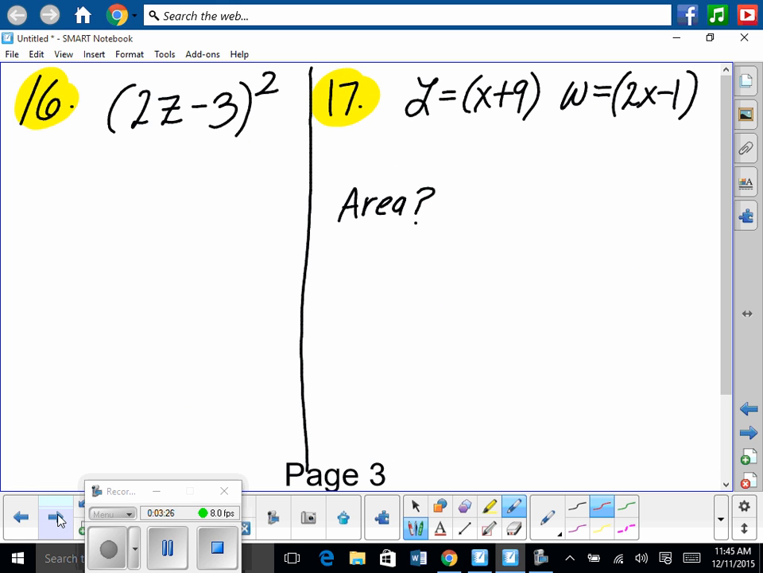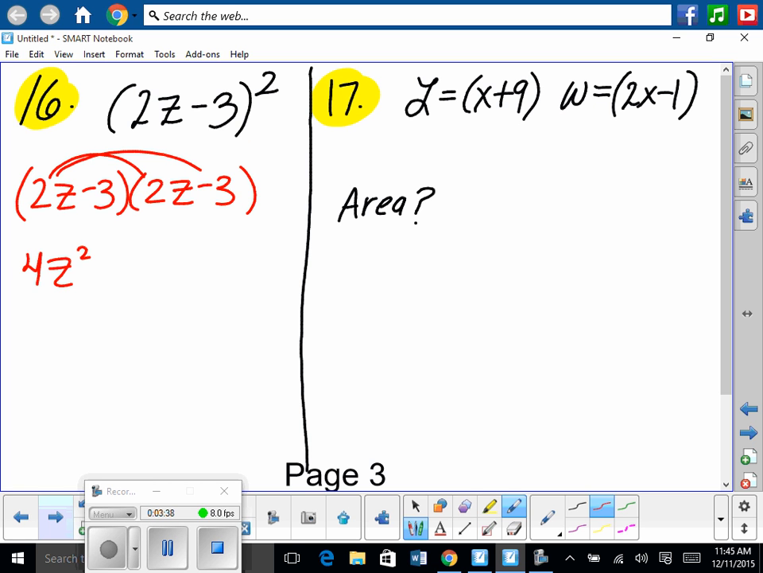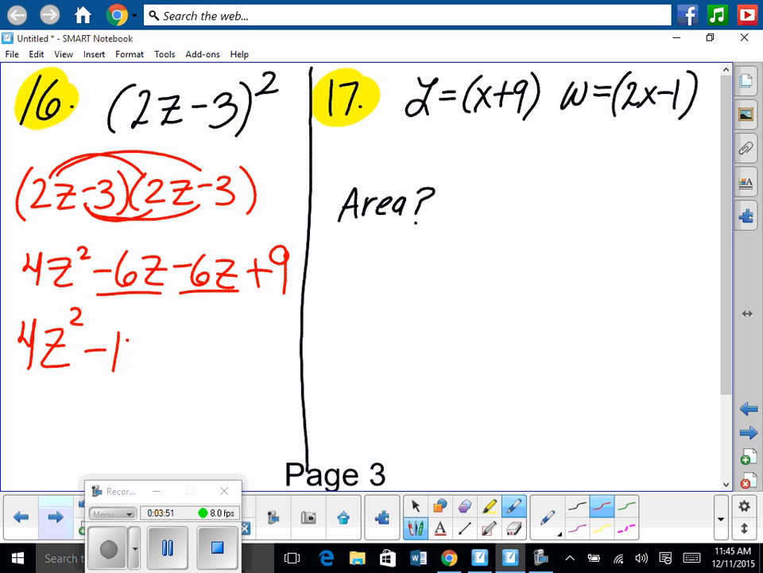All right, careful here. We have to rewrite this one as 2z minus 3 times 2z minus 3, and then yes, we're going to distribute. So we have 4z squared minus 6z minus 6z, and then plus 3 and plus 9, and then be very careful because a lot of people assume the middle term cancels out, but that adds up to be negative 12z's. So don't just cancel it out because they kind of look the same, and we're done here.